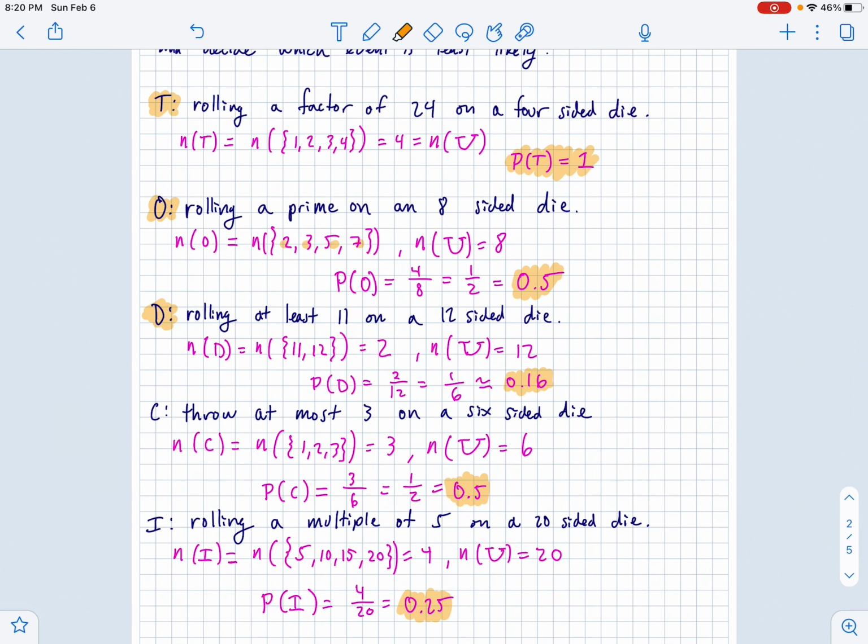So out of all of these, T, O, D, C, I, the lowest one is right here. It's D. So this is the least likely. This is the most likely.